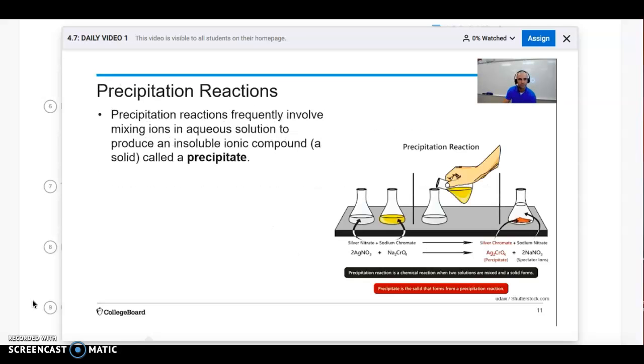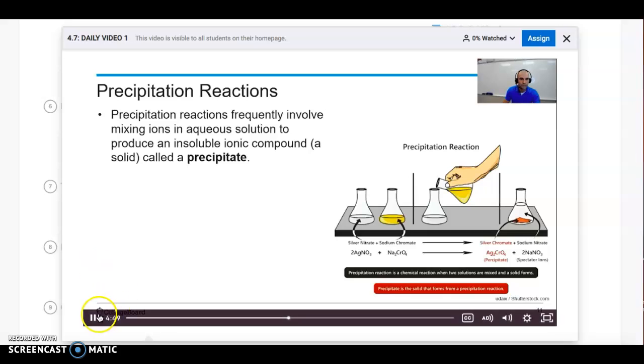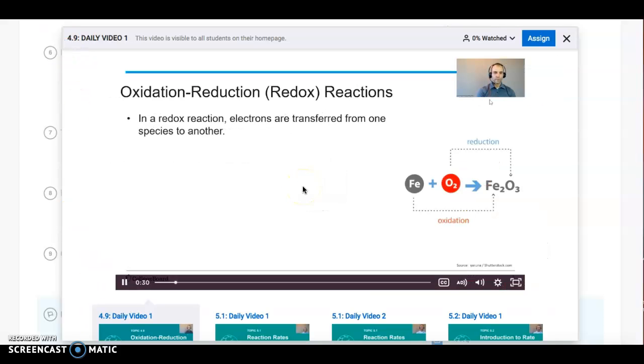Precipitation reactions are the third type of reaction. So let's briefly go over that now.